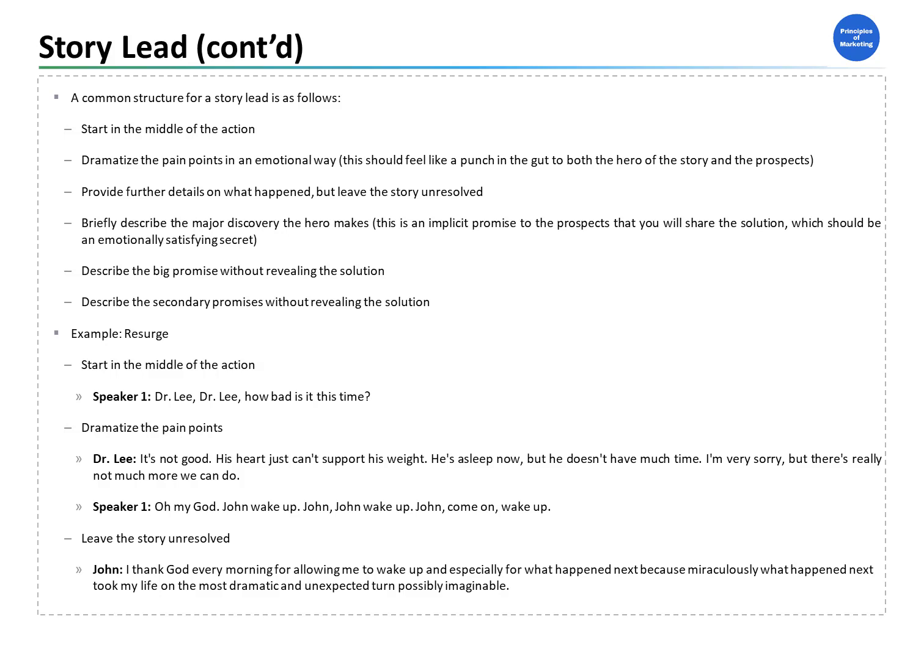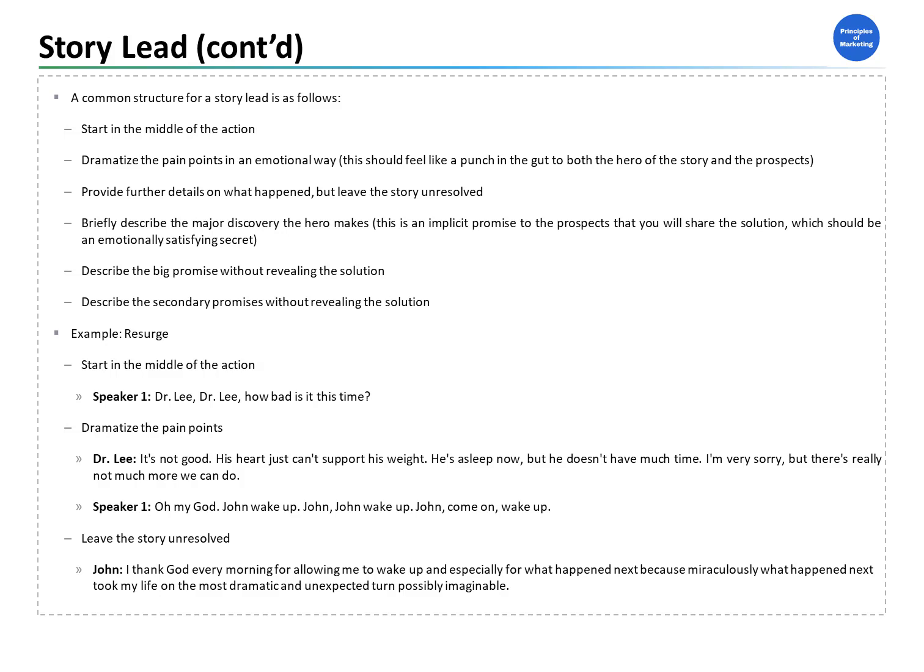This should feel like a punch to the gut to both the hero of the story and the prospects. You then provide further details on what happened, but always leave the story unresolved. From there, you transition to a brief description of the major discovery the hero makes. This is essentially an implicit promise to the prospects that you will share the solution, which should be an emotionally satisfying secret. Then you describe the big promise and the benefits without revealing the solution. And finally, you describe secondary promises without revealing the solution. So to see this in action, let's take a look at an example.